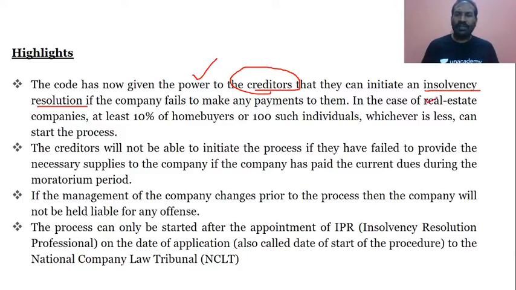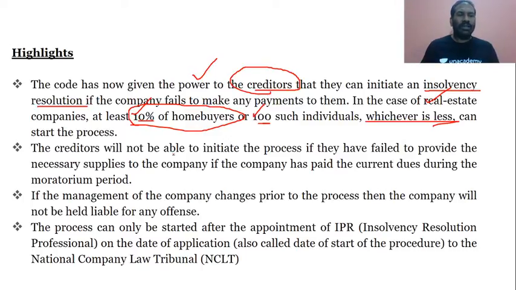And in case of real estate companies, at least 10% of the home buyers, or 100 such individuals, whichever is less. Less in the sense that it could be 10% of the home buyers or it could be 100, whichever is less. This is very important. So it could be a question with statement 1, statement 2, statement 3, asking which among the following are not part of the Insolvency and Bankruptcy Bill 2020.